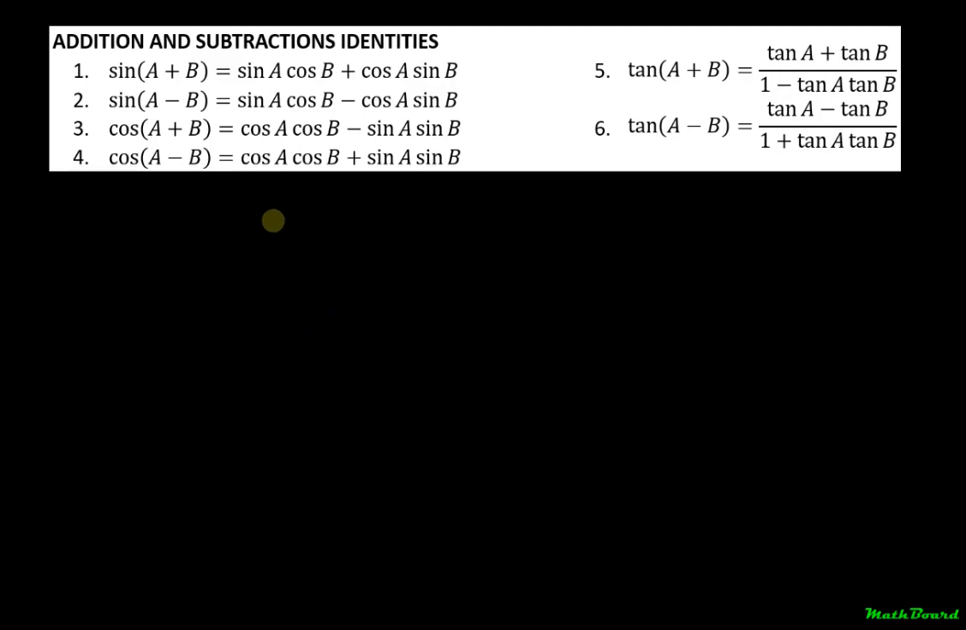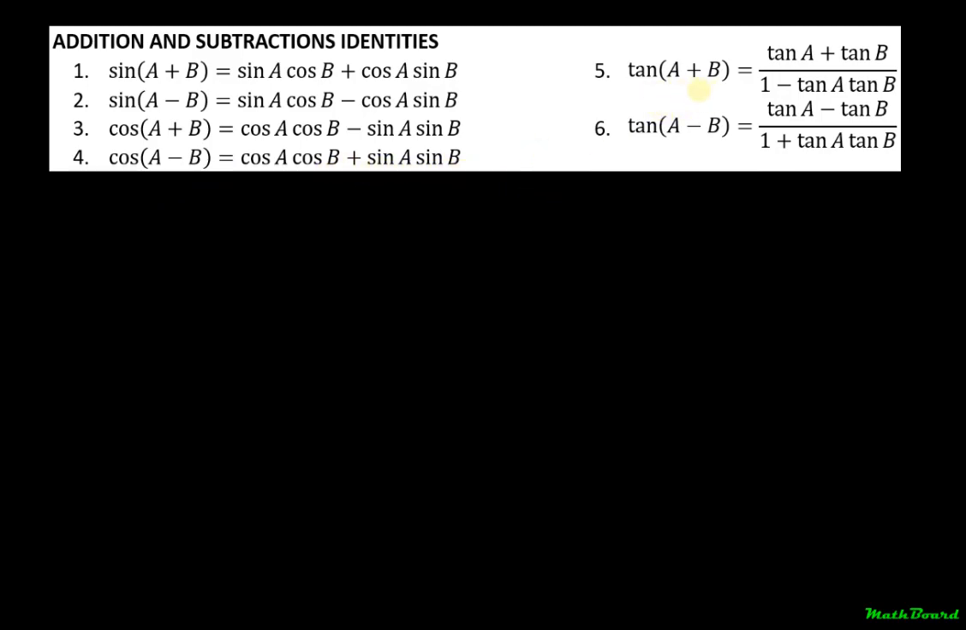So we have six addition and subtraction identities. We have sine A plus B equals sine A cosine B plus cosine A sine B. Then for sine A minus B, the difference is subtraction here. Then for cosine A plus B, cosine A cosine B minus sine A sine B, then cosine A minus B, that's cosine A cosine B plus sine A sine B.